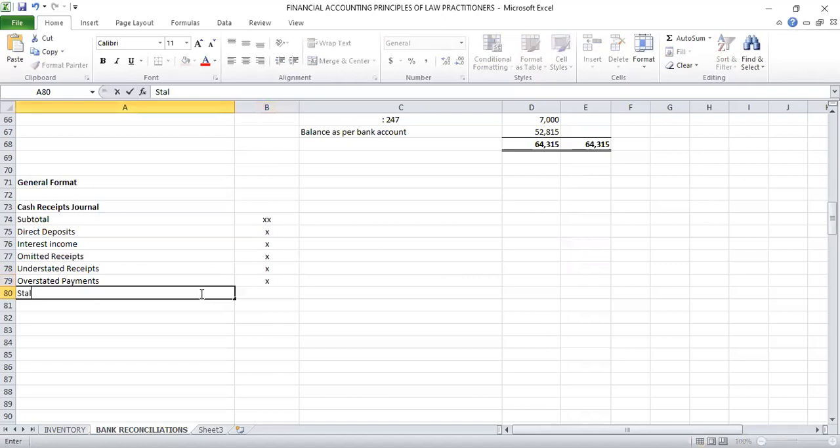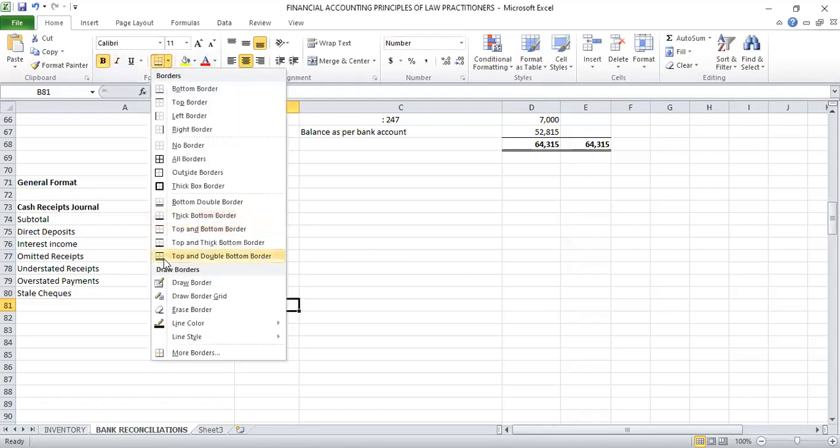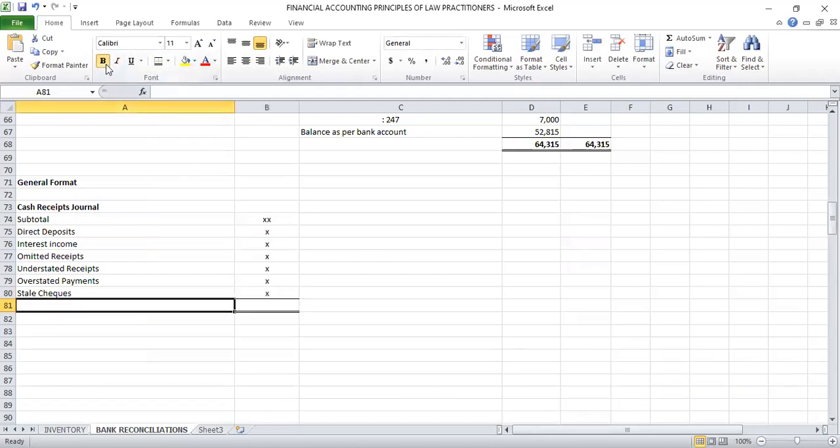Right. So then we've got stale checks. Stale checks are checks that we had paid out, but which are no longer payable by the bank because they are now more than six months old. So they have to be cancelled. To cancel a payment, we don't go back in the cash payments journal and cancel the recording, but we have to go in the opposite journal, that is the cash receipts journal. All right. Then we get our total receipts when we add these items.